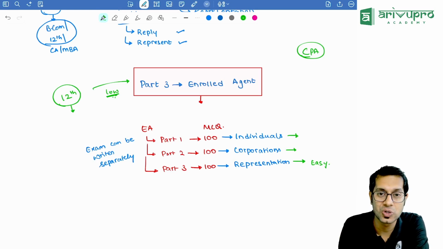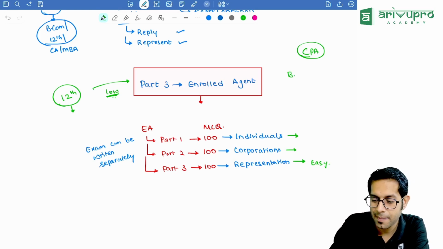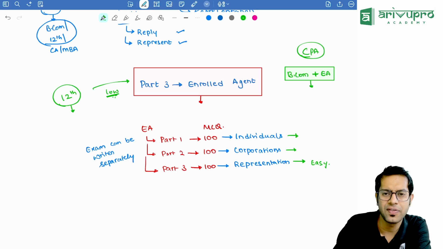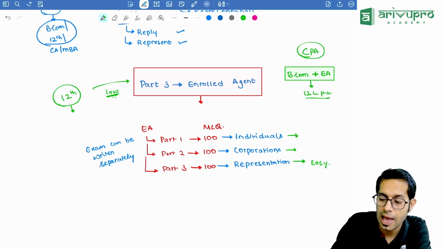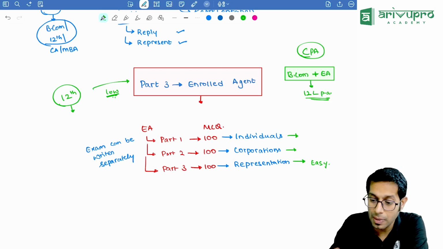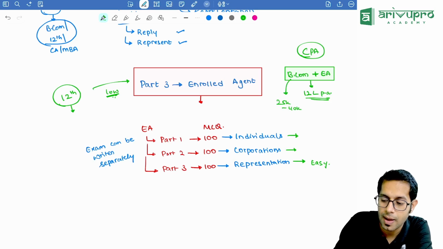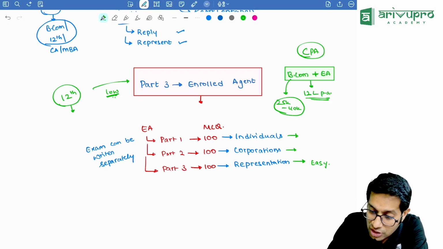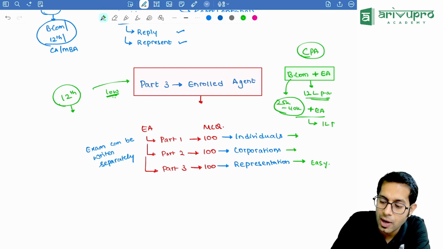And by clearing this course, you can achieve great heights. Please note, many of my friends, our students basically, are just BCom graduates who have completed this EA course and are drawing a salary of 12 lakh rupees per annum. A normal BCom graduate in India earns somewhere between 25,000 to 45,000 rupees. But just by adding this additional degree, you can make up to 1 lakh rupees per month.